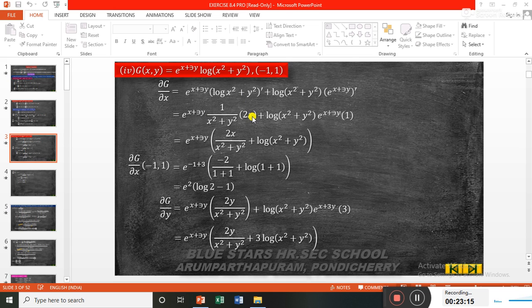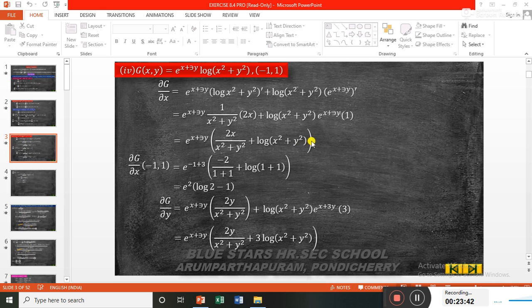Differentiation of x square is 2x, plus next, differentiation of log of x square plus y square. Next, differentiation of e power x plus 3y: for the exponential, we write it as it is, and differentiate the power, which gives 1 because differentiation of x is 1. Therefore, e power x plus 3y into 2x by x square plus y square, plus log of x square plus y square.